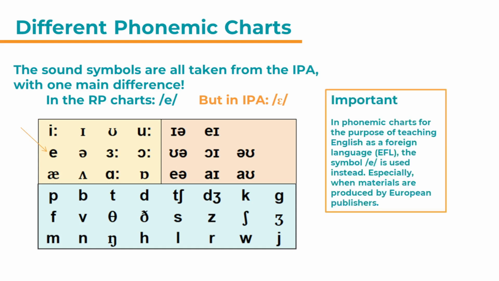So just to remember, in phonemic charts, for the purpose of teaching English as a foreign language, we usually call this EFL, the symbol E is used instead. Okay, so you don't see this other funny symbol. And especially when these materials are produced by a European publisher. So they don't use the IPA symbol, they use the E instead. That just looks like a small case E from the alphabet.